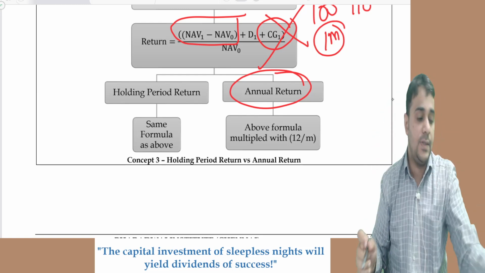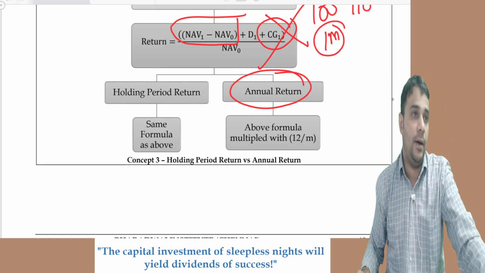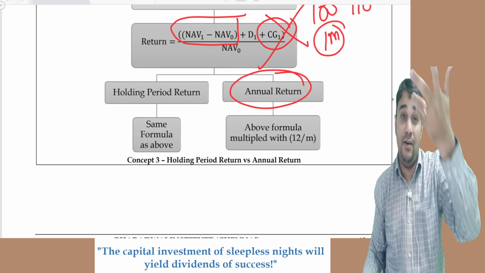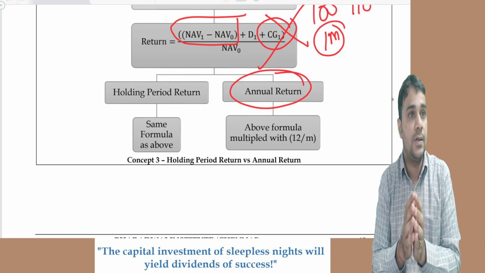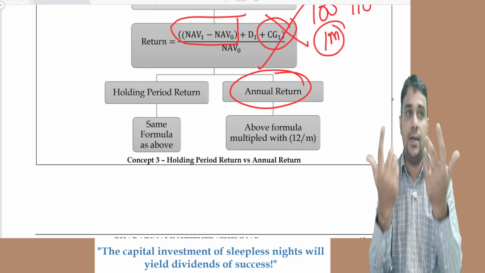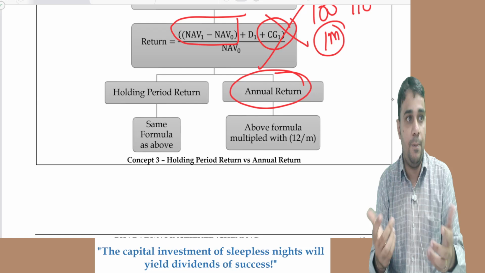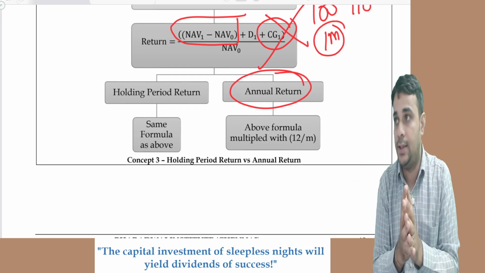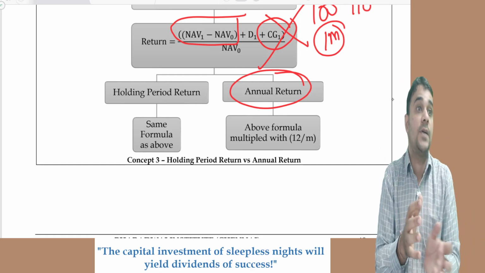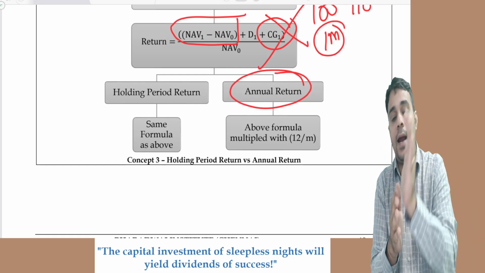Holding period return means I am not worried about your time period of investment. You could have a 5-year investment. Somebody will say I earned 500%. I said great. In how many years? 25 years. Which means in a year it's 20%. Not a very great return. Okay, when I hear 500% I get a lot excited. But then you tell me 500% for 25 years. That is where annual return comes in.